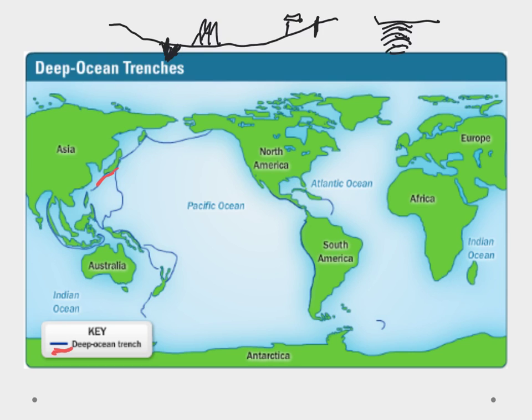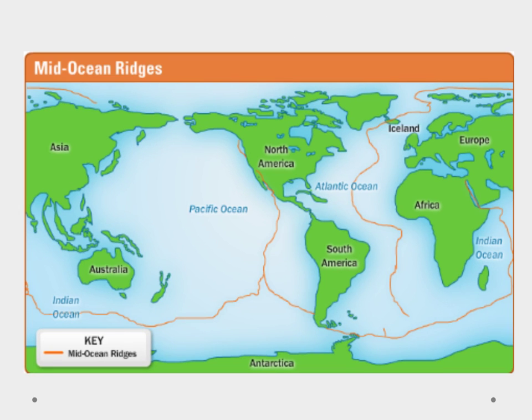Now, conversely to the trenches, we had our ridges. Perhaps the most famous one is this Mid-Atlantic Ridge, and we can see that one goes right down the Atlantic Ocean here. It actually splits Iceland and then goes down the middle of the Atlantic. And that was something new to us. We had no idea that that was there. And we can see some of these other ridges as well. What this gave us is an idea of what was causing this, what at the bottom of the ocean is happening that's allowing this process to occur.